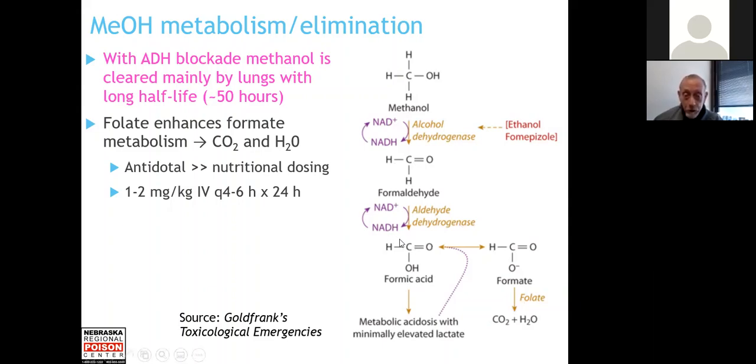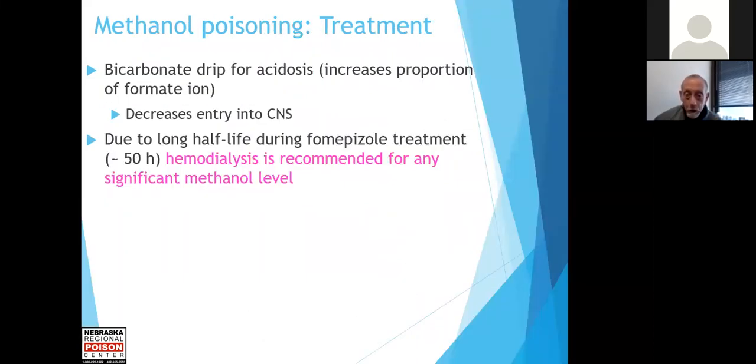One thing that's a little bit different, you can give them fomepizole, but when you do that, what happens to the remaining methanol? Unlike ethylene glycol, methanol is not cleared very well by the kidneys. So it's cleared by the lungs, and the half-life is really long. It's 50 plus hours. So you've got to do something else if you're dealing with a significant methanol ingestion. You actually need another consultant. So if it's ethylene glycol, the kidneys can clear it, but if it's methanol you're dealing with, you need nephrology to get involved and to dialyze them.